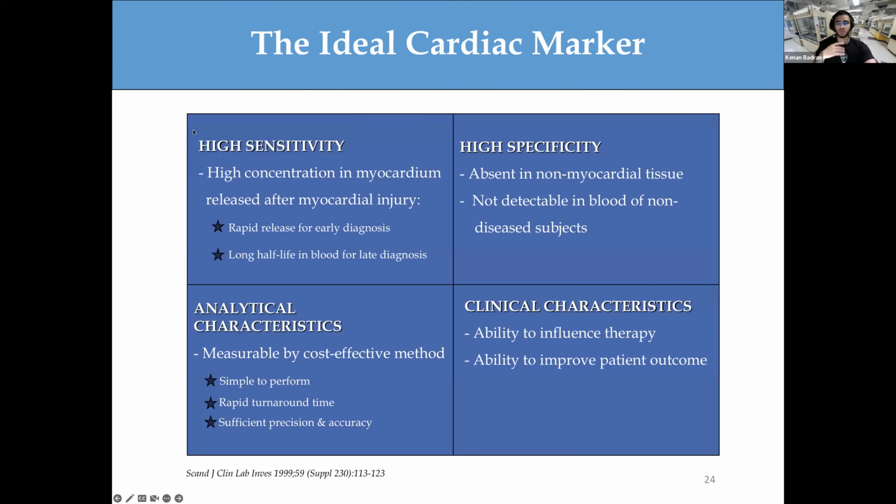These points here discuss what makes the best cardiac marker. It's very sensitive, highly specific, and it has analytical characteristics such as simple performance, rapid turnaround time, and efficient precision. I personally haven't seen any question relating to this, but it is good to understand that these factors are what would make the cardiac marker show when the MI occurred and its severity as soon as possible. For example, rapid release and long half-life. Clinical characteristics: ability to influence therapy and ability to improve patient outcome.